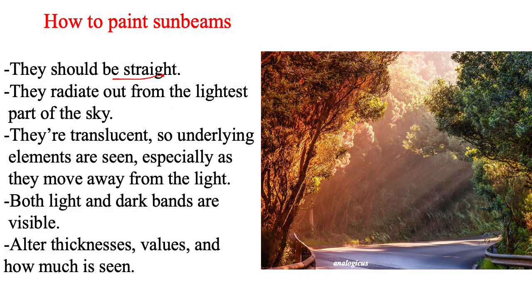Sunbeams must be straight, so use your arm rather than your wrist when you form these lines. They should come from the lightest part of the sky. They should appear translucent, so we see underlying elements. One way to do this is to take some light blue paint and start near the light and then drag it along so that the paint gradually dissipates as you go along the sunbeam, letting the background show through. The thickness and values of these sunbeams should vary.